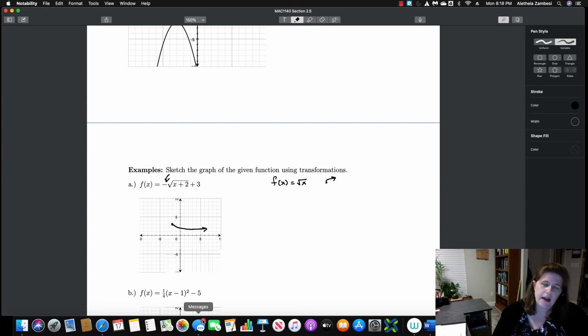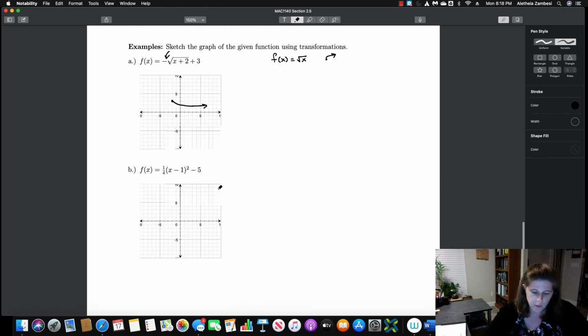So my graph looks something like this. Now when I have you graph something like this, this is what I expect. I don't expect you to plot a dozen points. I expect you to know the shape, how to shift it, how to reflect it. When you're stretching and compressing, I want to know that you know that it's wide or narrow. So if you are looking at something like 1/4, I need to know, looking at your graph, that you understand that 1/4 makes it wider and not like a regular parabola.